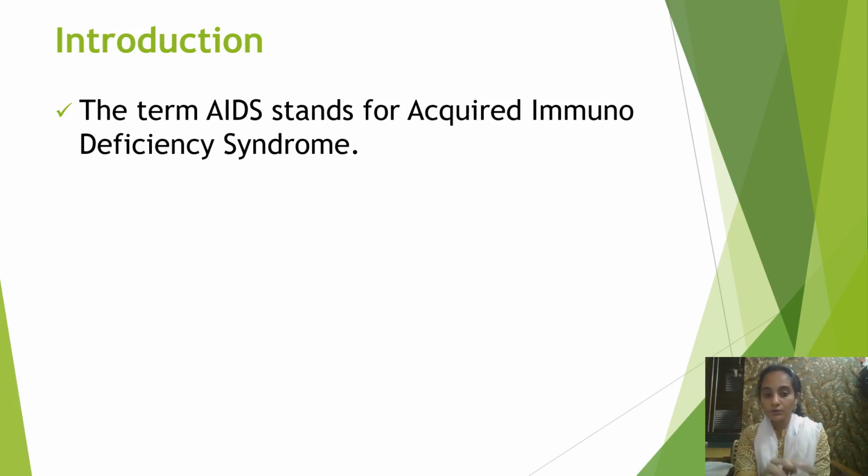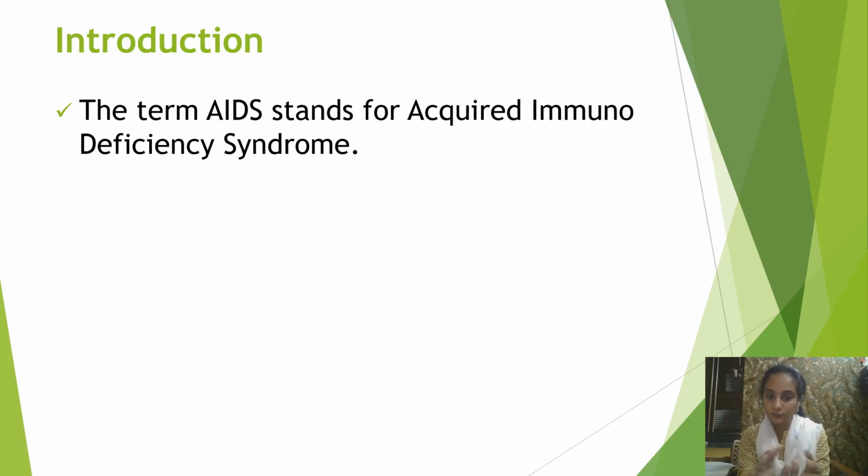Clear? So it's not a single disease, and not the symptom shown by a single disease. It's a group of symptoms that is shown, and because of the deficiency in the immune system, a group of symptoms or a group of diseases will attack our body. So that is the word meaning.